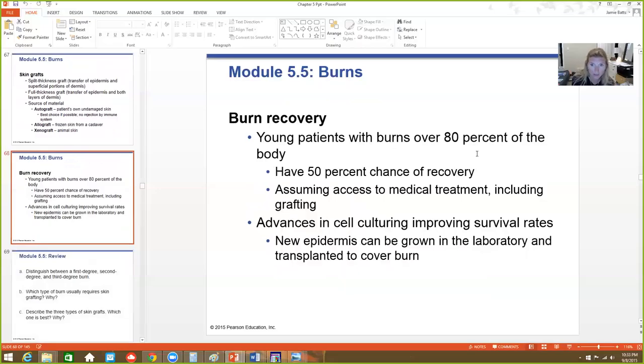So let's talk about burn recovery. Young patients with burns over 80% of their body have a 50% chance of recovery, assuming that they have access to medical treatment. And this is all due to advances in cell culturing. This is a huge area of research, basically a skin lab, but getting the capability to grow skin in a lab is incredible. The technology is there and it is possible. It's just being able to do enough trials and making it legal.